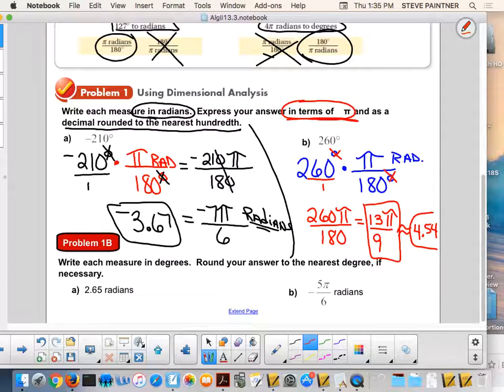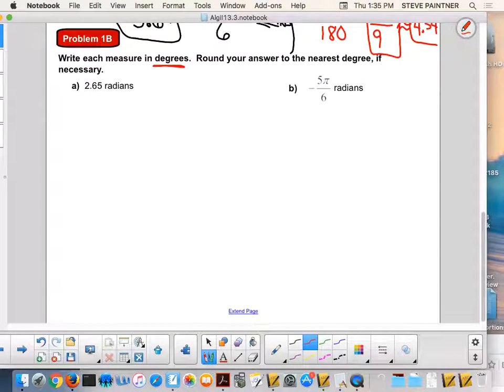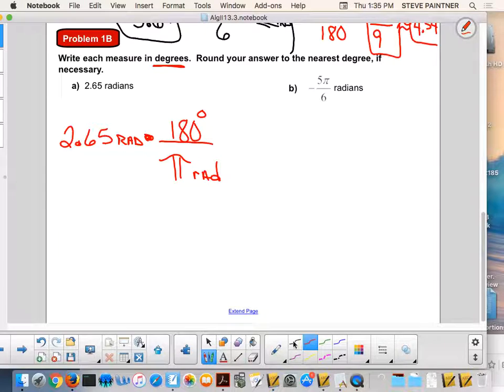That was converting to what? Radians. Now let's convert to degrees. 2.65 radians converted to degrees. If you want degrees, what are you going to multiply by? Yeah, get the degrees on top now. Let's get the radians on the bottom to knock out radians, right? We need radians to go away. That's how it works right there.